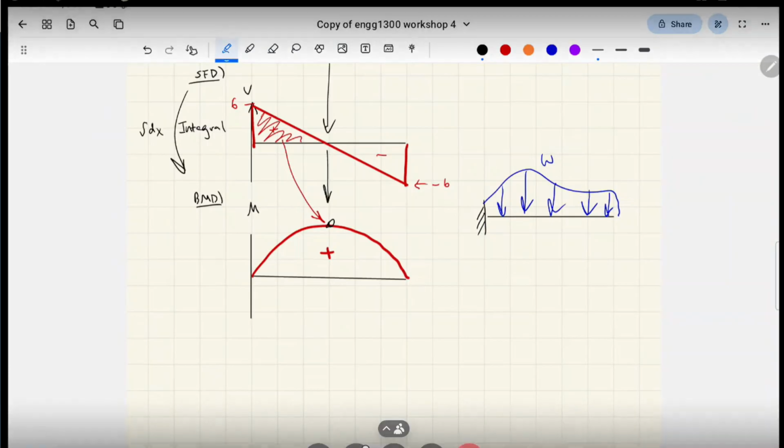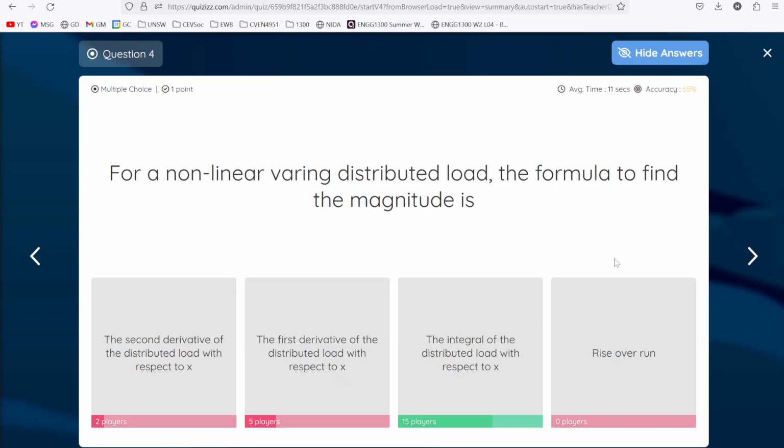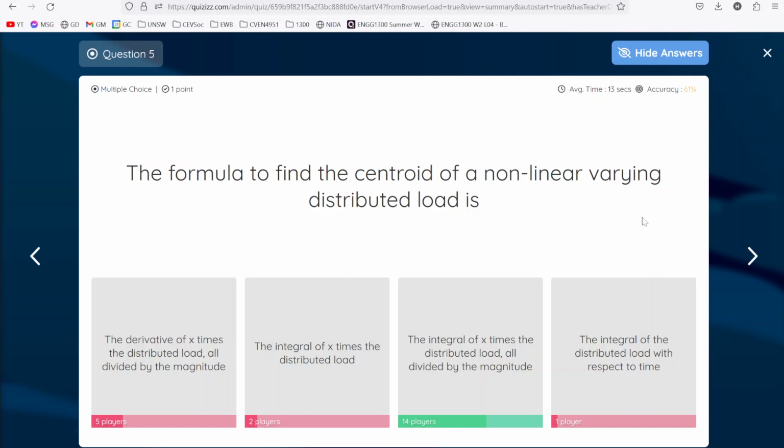And so the question goes, the formula to find the magnitude. And the correct answer is the integral of the distributed load with respect to x. Yeah, so this was briefly described in the lecture, but you'll see the formula in my notes in a bit. The other ones are just kind of tricky. Yep. All right, the formula to find the centroid of a nonlinear varying distributed load.